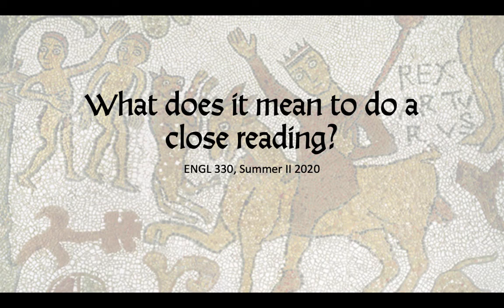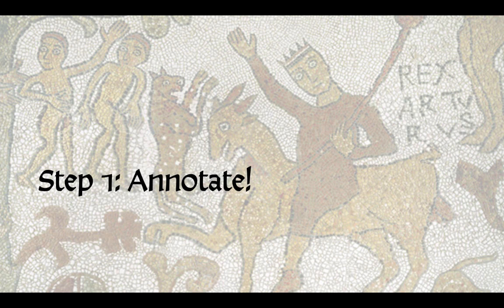Hi everyone. This is a lesson on writing a literary analysis using close reading. Step 1. Annotate. The first thing we have to do is read the text. Some advice. Read with your pen in hand. Annotate the text as you go.